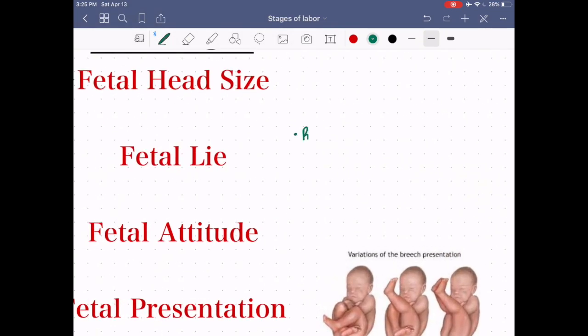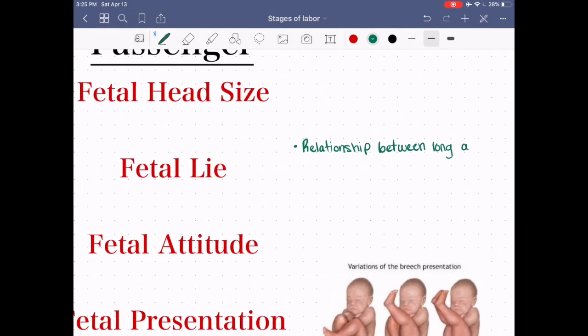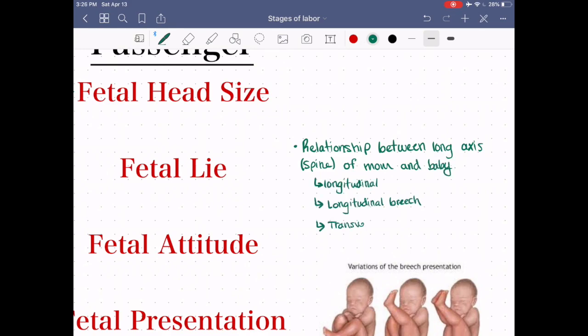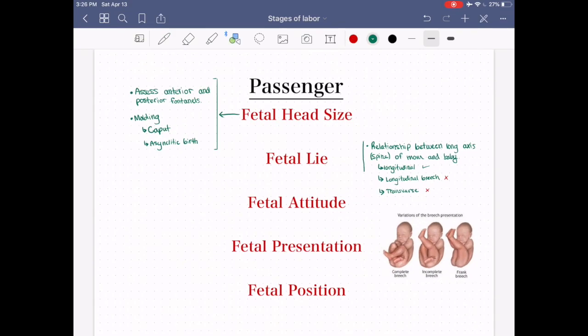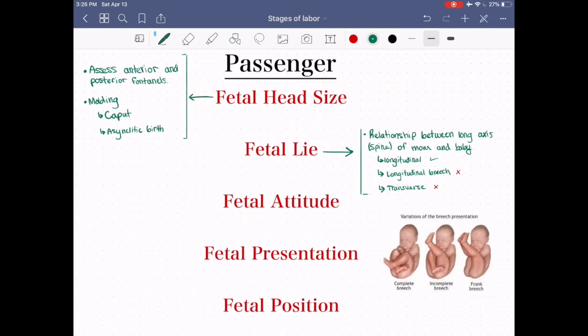So then we'll talk about the fetal lie. This is the relationship between the long axis of the spine of the mother and the baby. So you want it to be longitudinal. You want the mom and the baby spines to be parallel with each other, not perpendicular. If it's perpendicular, we call that transverse. And you can also have longitudinal lie breech, which is when the baby is not coming out head first versus it's coming out bottom first. So it can be the feet are coming out, it's bum, one foot. It just depends on what type of breech they're in.